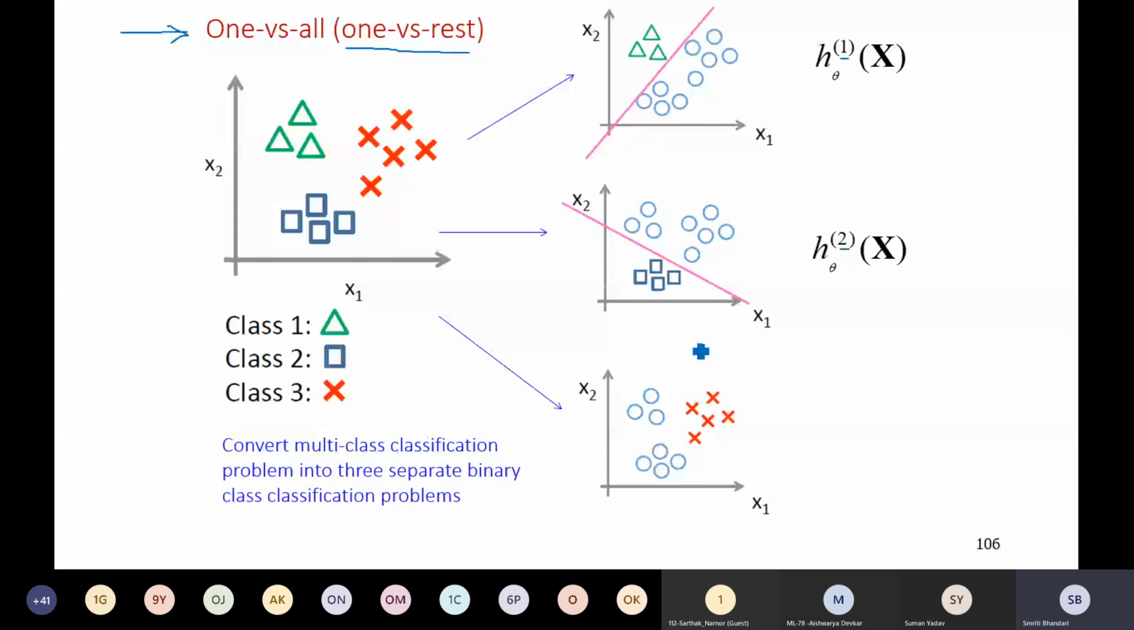Similarly, perform one more time the logistic regression with these two classes. Class 3 remains as it is and the remaining samples belong to the other class. Once again, it is a binary classification problem, and we come up with the hypothesis h theta x3. This hypothesis is meant for finding the probability for class 3. Let us assume that we come up with this kind of a decision boundary.